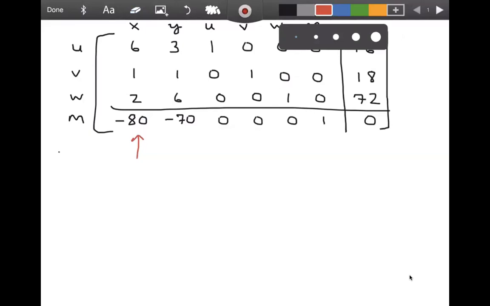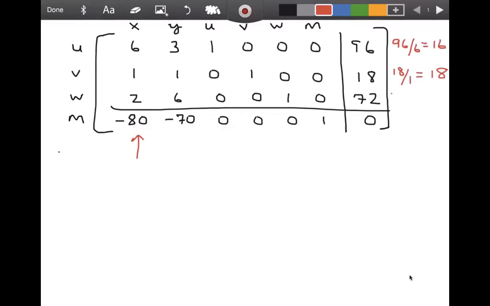You look at the number in the right-hand column and then divide by the number in the pivot column. So in this row, that number is a 6. So that ratio is 16. In this row, it's 18 divided by 1, which is 18. And in this row, it's 72 divided by 2, which is 36. So the least of those ratios is the 16, which means I am going to pivot about this element.